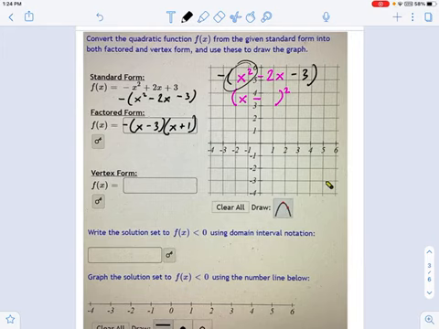That's the only way you're going to do this. It wouldn't be a 2x there. It wouldn't be a 3x. It has to be a single x. And now, what fills in the rest of this?